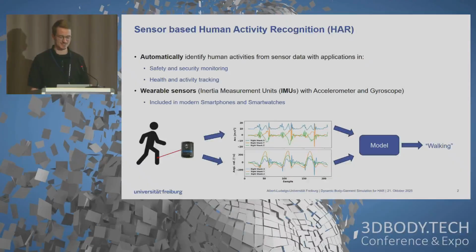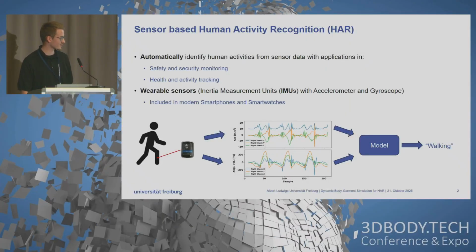Human activity recognition's task is to automatically identify human activities from sensor data, and it's important for different applications. As the name might suggest, we use wearable sensors, in particular IMUs, so inertial measurement units. This is one example of a dedicated IMU, which has been placed here on the shank, and then we get two readings which are important for us. We have the accelerometer first, where we get linear acceleration data, and then we also have a gyroscope, which gives us angular velocity data.